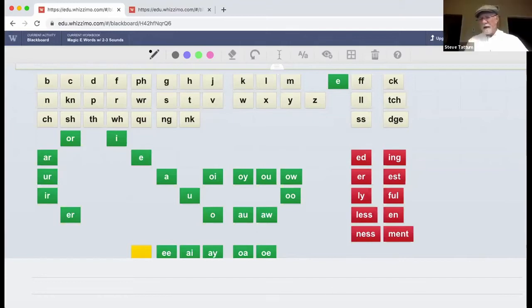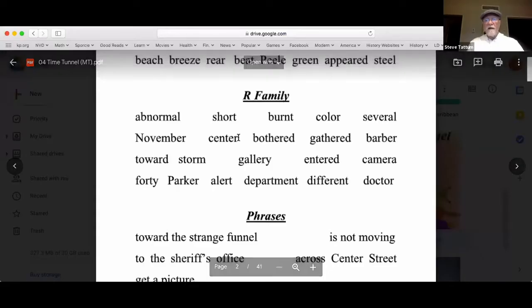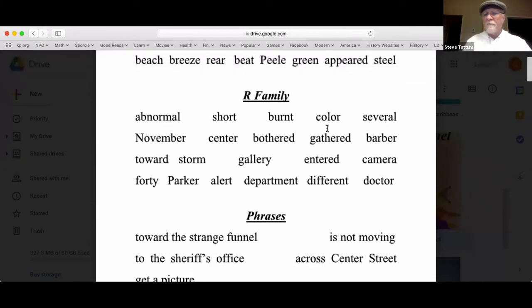Okay. Now, your next book is going to be called Time Tunnel. And it's going to have the new R family words. Now that we've learned it, we're going to prepare a few words ahead of time for that book to get prepared for the next book, which will be starting probably next Monday or Tuesday.